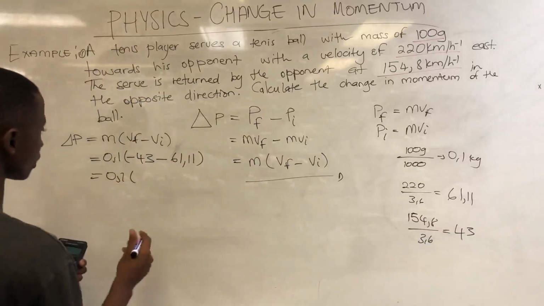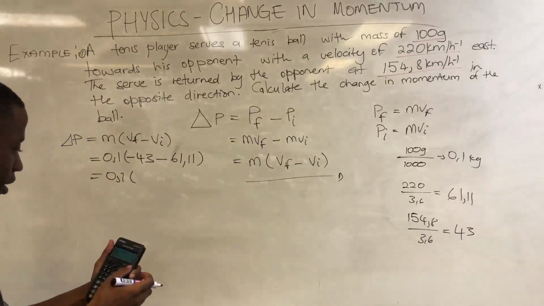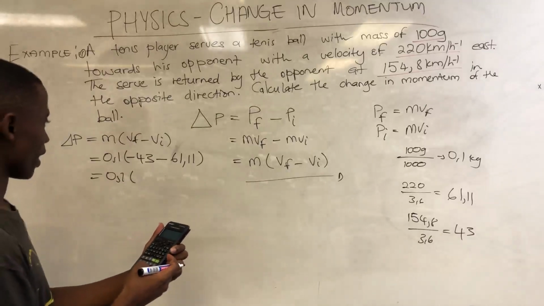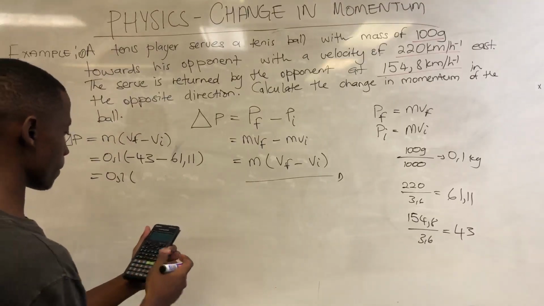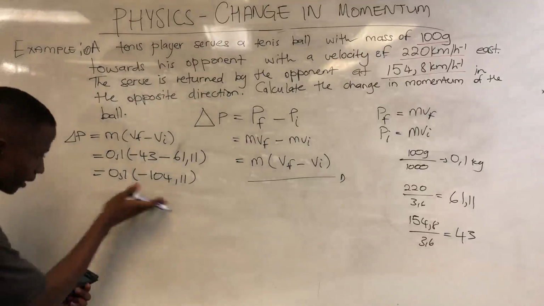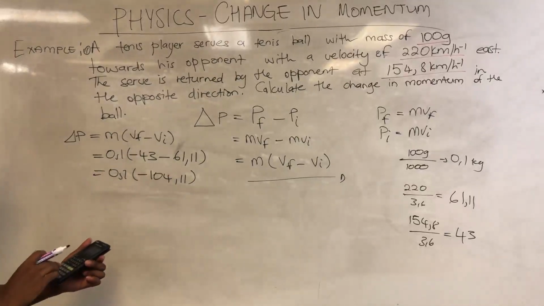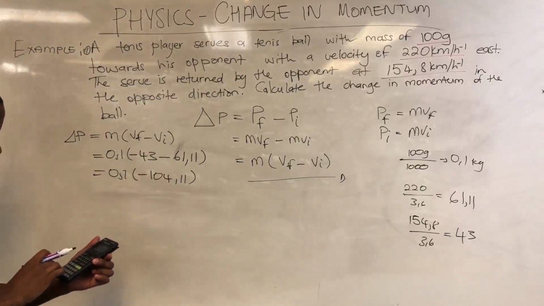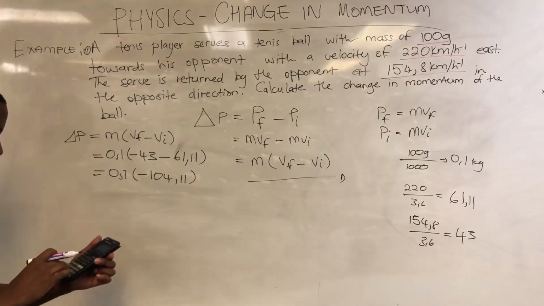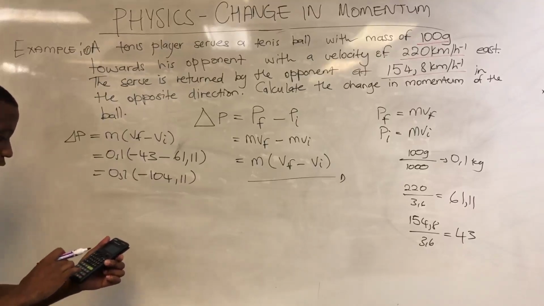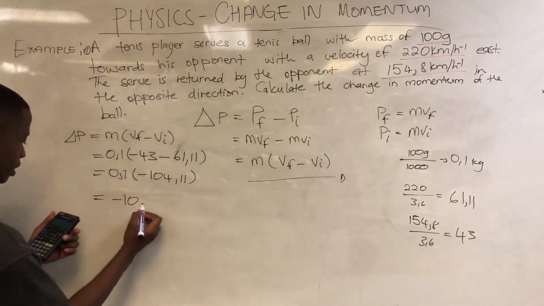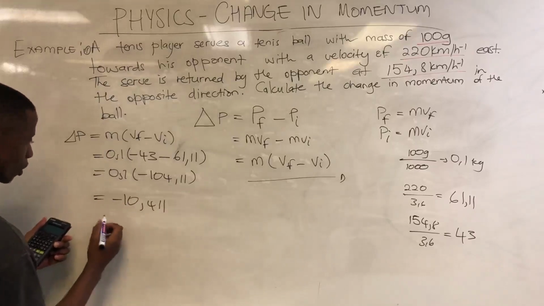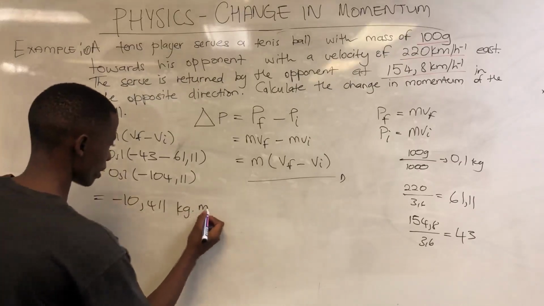So let's just punch that into our calculator. Negative 43 minus 61.11, that's going to be equal to, and let's multiply this by 0.1. So 0.1 multiplied by negative 104.11. So the answer here is negative 10.411 kg·m/s.